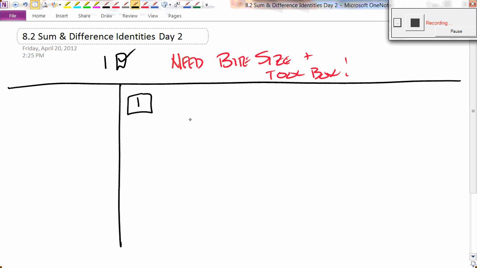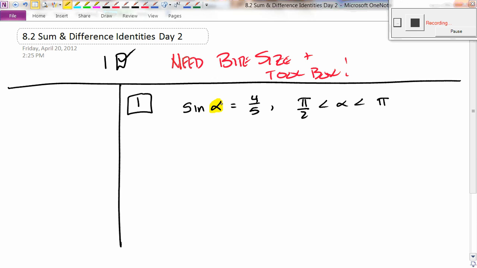For tonight, we're going to be continuing the sum and angle formulas, and they're going to give you different information to work with. They're going to give you, say, the sine of alpha is equal to 4/5, and pi over 2 is less than alpha, which is less than pi. So this is one angle, and we're going to call it alpha.